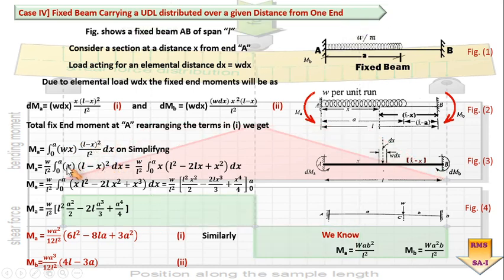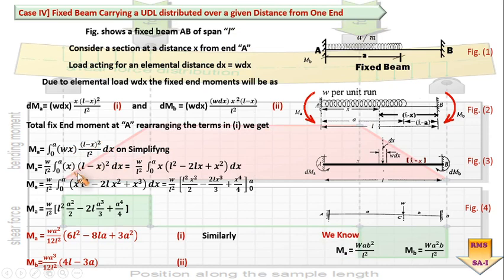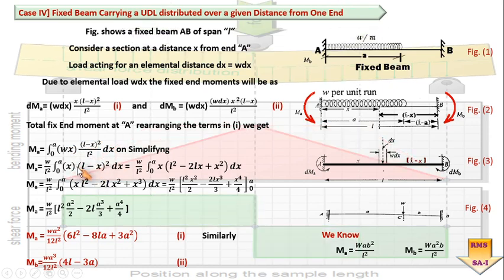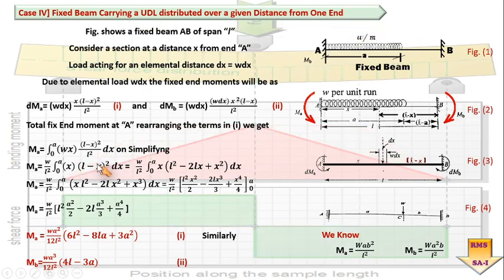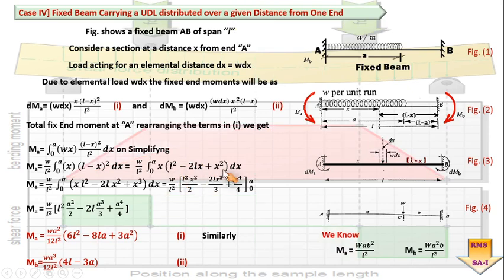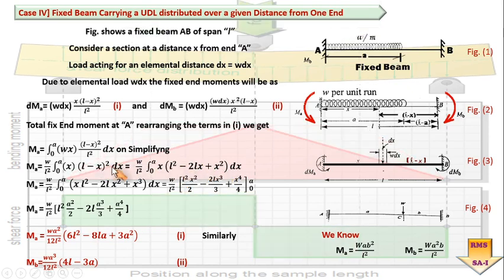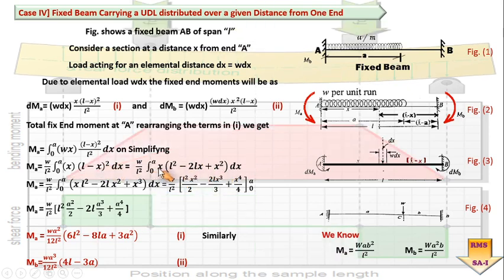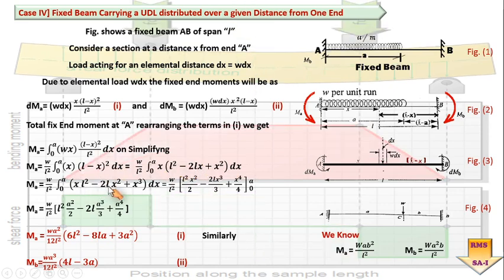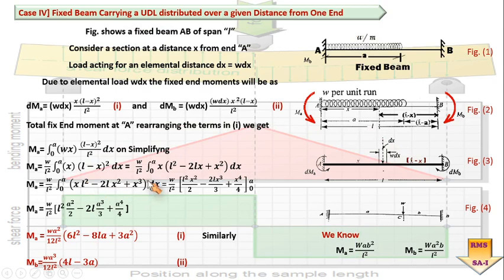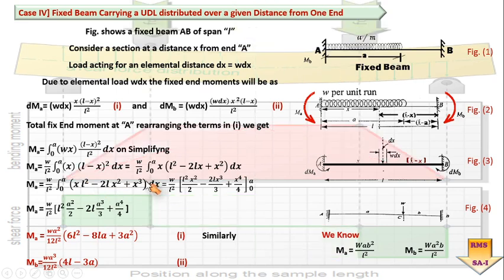Is it okay? So first of all I have to treat these particular two brackets, for which this particular part is a bracket square, so I will simplify that bracket square, L square minus 2LX plus X square, then I will multiply this X into the bracket, so XL square minus 2LX square plus X cube dx. Now I will do the integration.